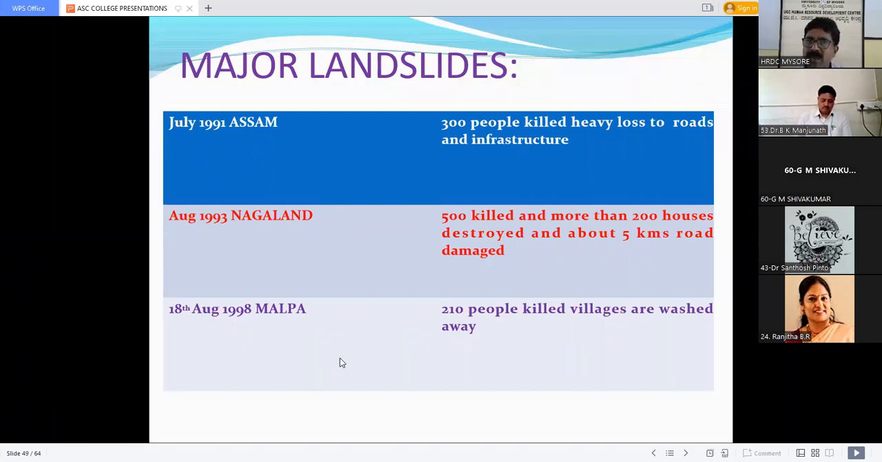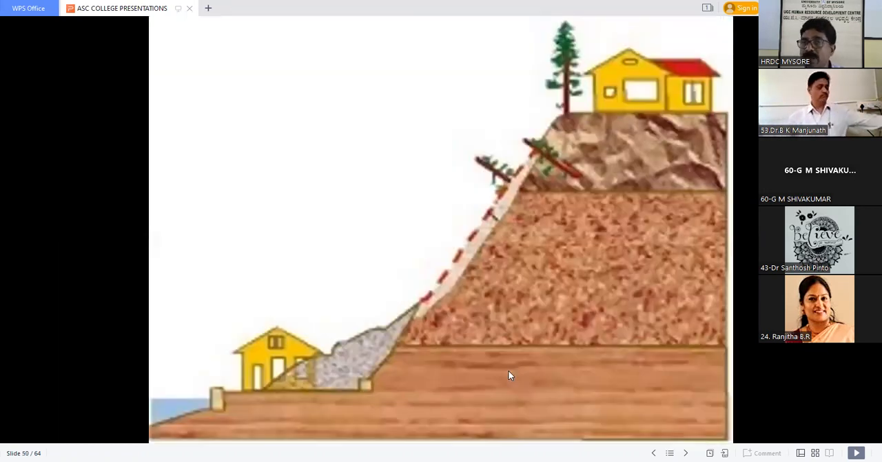The major landslides in July 1991 in Assam left more than 300 people missing. The entire boundary, the lithology and the morphology of the village, was completely washed down. In 1993 in Nagaland, more than 500 people were missing. And on August 18th, 1988, in Malpa, more than 200 people were also killed.